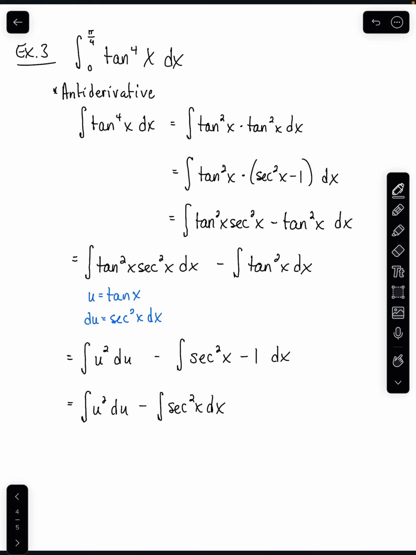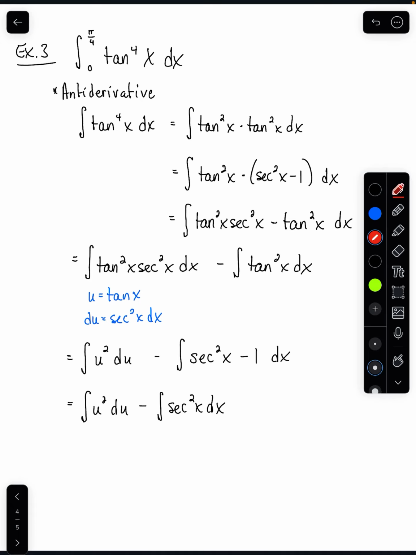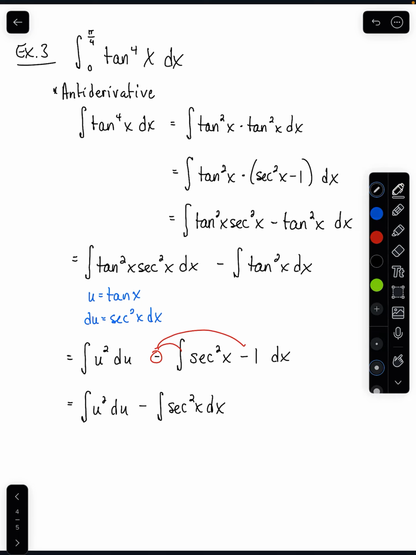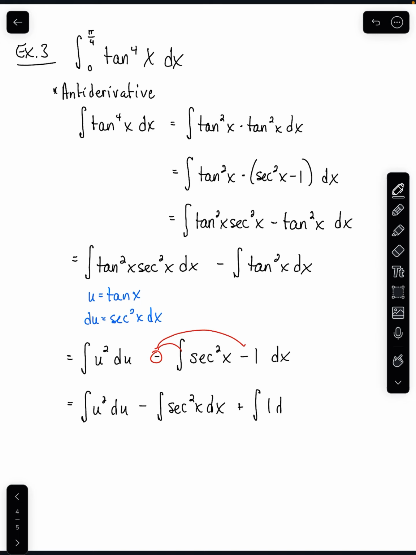Don't forget the distribution of the subtraction, namely this, so that we will end up with plus the integral of 1 dx. And now this should be pretty easy to do. u cubed over 3 minus tangent of x plus x.